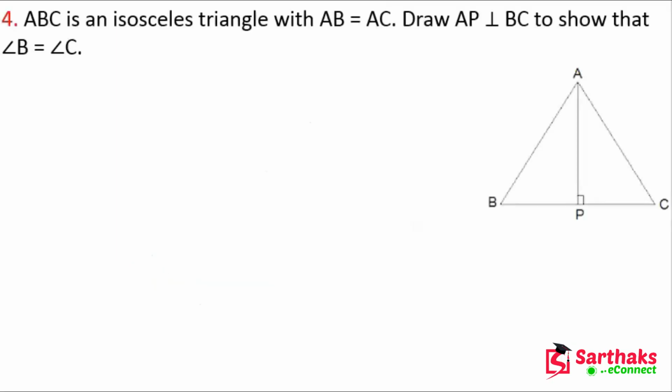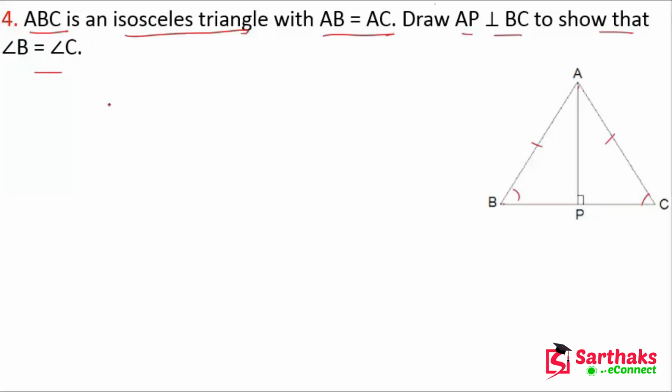Now let's move on to the next question. Triangle ABC is an isosceles triangle, with AB equal to AC. Now draw AP, which is perpendicular to BC. To show that angle B is equal to angle C, we have to prove angle B is equal to angle C. I hope, my dear friends, you understand this question.